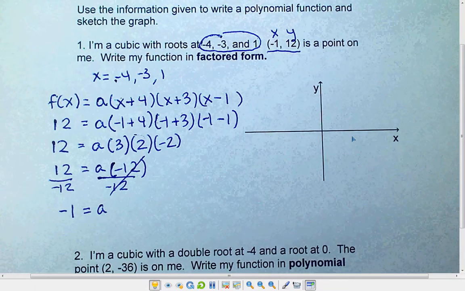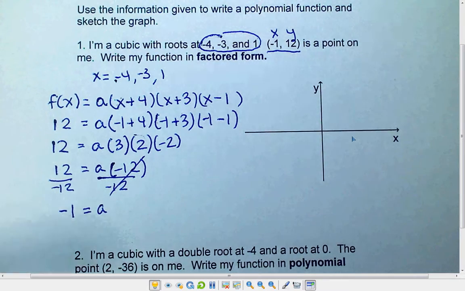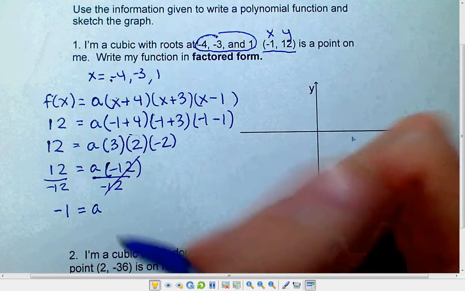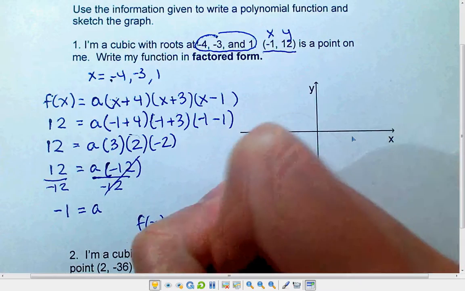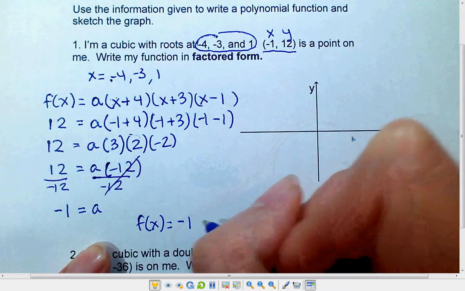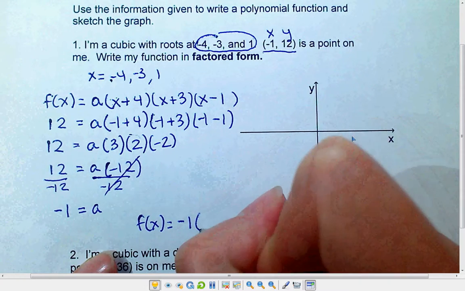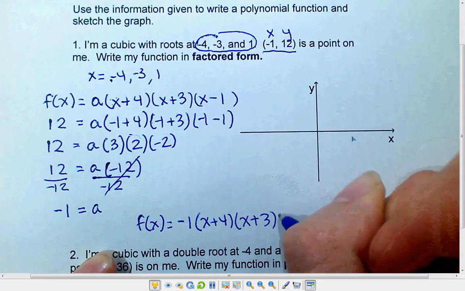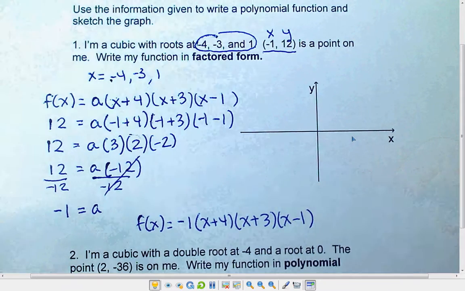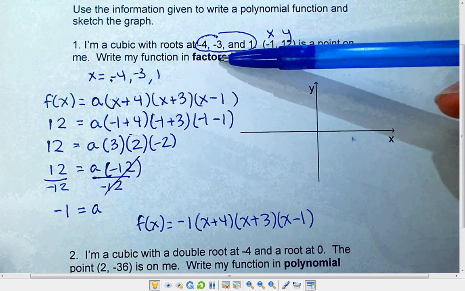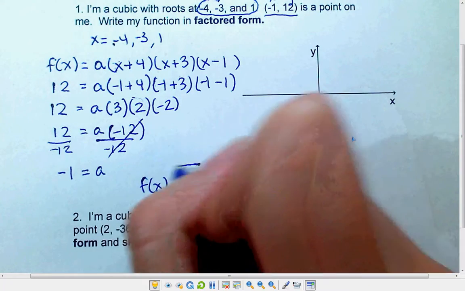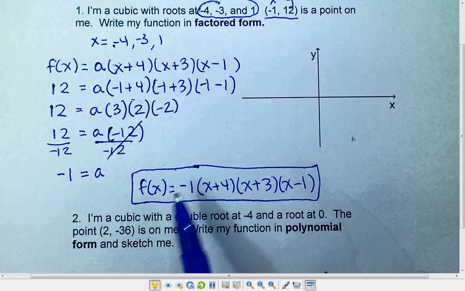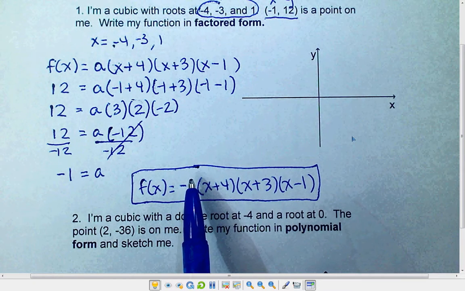And now that we have our a, our answer is just going to be plugging our number in for a back in our original equation. So our final answer, f of x equals, we have -1, which is your a, times x plus 4 times x plus 3 times x minus 1. And because we want this function in factored form, here are all the factors. This is your final answer for the equation. And because it's a 1, you don't necessarily need to have the 1 there. You could just have the negative sign.